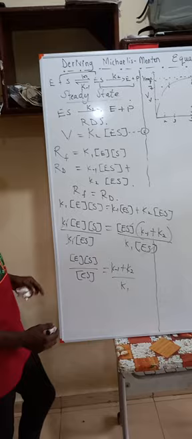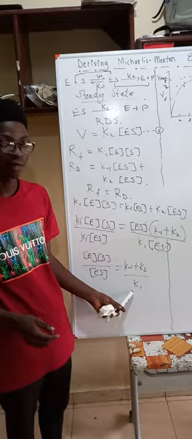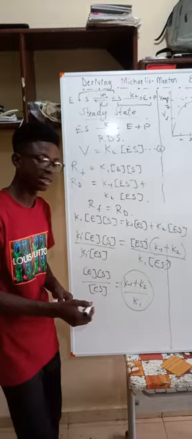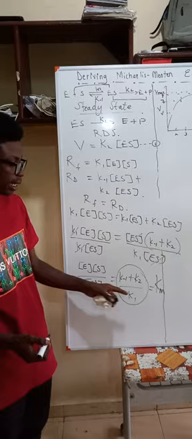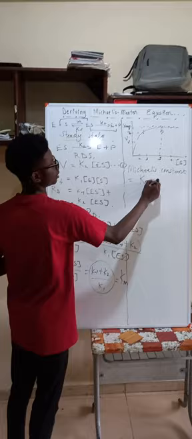Now, when you look at the right side, you can see we have constants for the reverse, constants for the formation of the products, and constant for the formation of the complex. When you put this together, you form one constant represented with capital K subscript M, and it denotes the Michaelis constant. So this is the Michaelis constant.